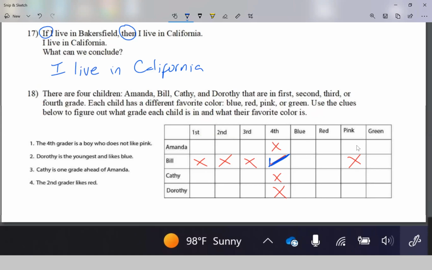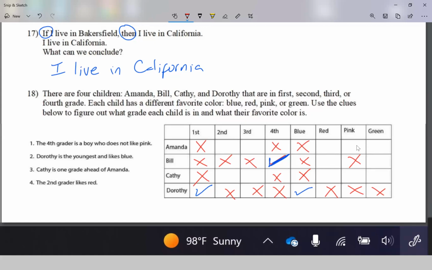Now, Dorothy is the youngest and likes blue. Okay, so I know Dorothy must be 1st grader. She's the youngest. And she likes blue. So I know Dorothy's a 1st grader and likes blue. So that means Amanda's not a 1st grader and Kathy's not a 1st grader. Dorothy cannot be 2nd grader or 3rd grader. Dorothy cannot like red, pink, or green. And then Amanda, Bill, and Kathy don't like blue because it's Dorothy that likes blue.